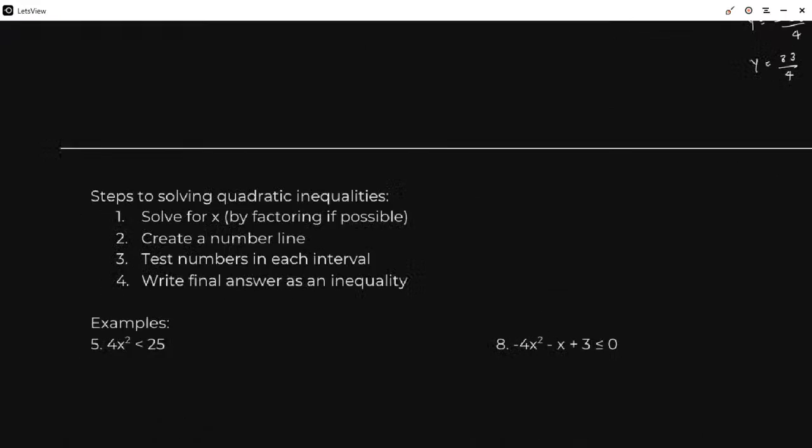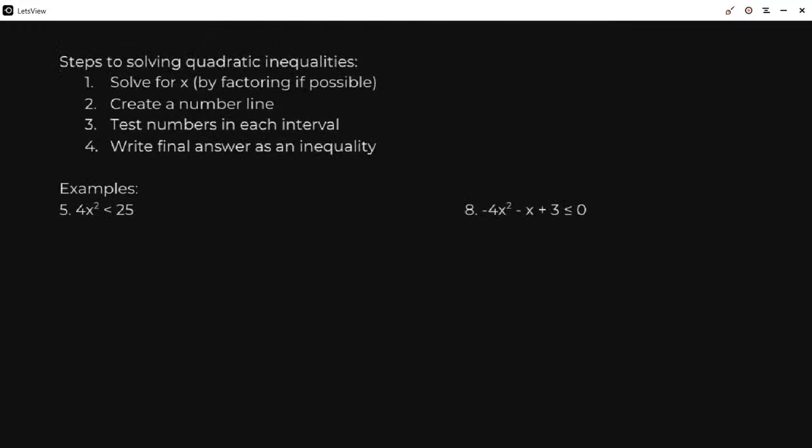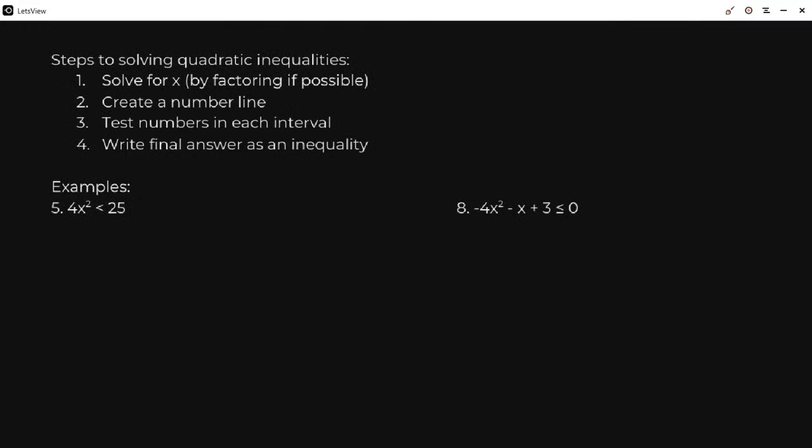Okay, and then the last part of this problem, we're going to solve quadratic inequalities by using a number line. So first you'll want to solve for x by factoring if you can. Then you'll create a number line and test numbers in each interval, and then write the final answer as an inequality.